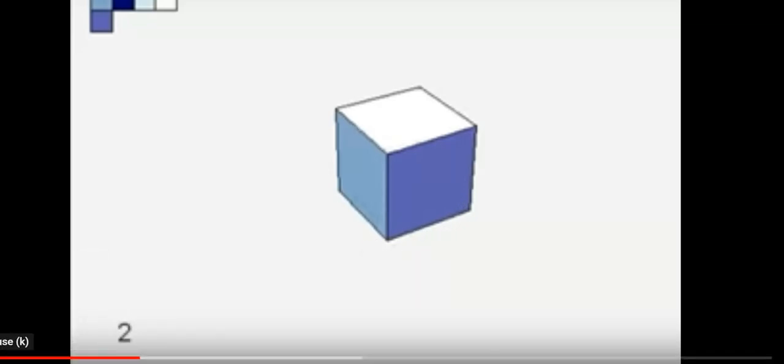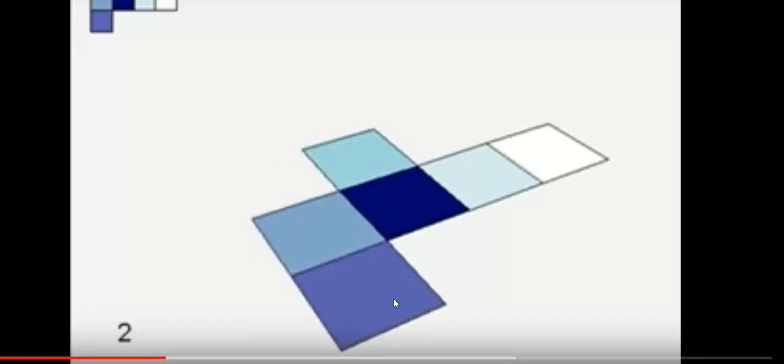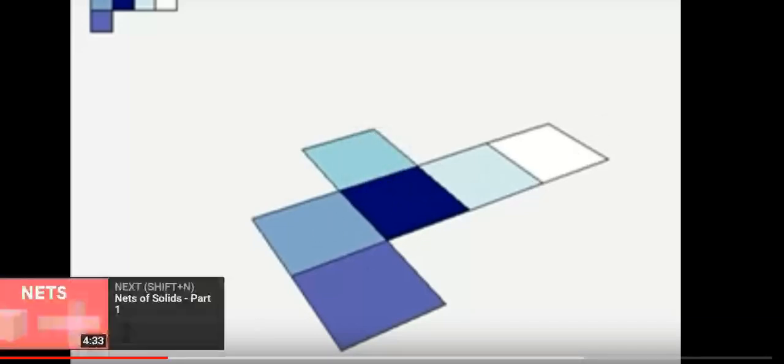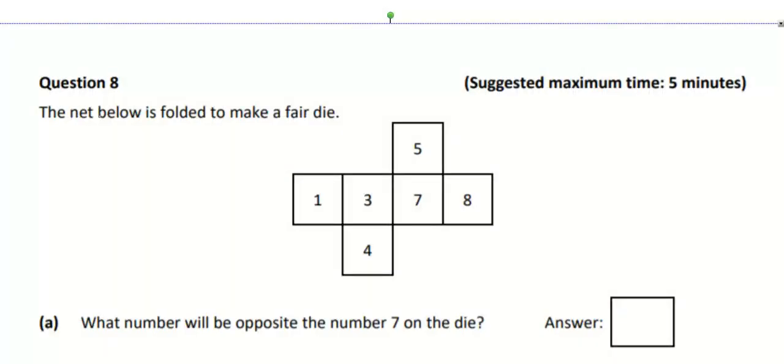Okay, and if you look at other examples like this one here, which is similar to the question we're being asked, this blue one here is going to be opposite this turquoise one here, because it's going to fold up this way. So I'll show you now. And this dark navy one will be opposite the white one. And then this one here will be opposite this one here. So just look at it there. You can see how that works. Now we try and take that to what we know. And this one here, well, 1 will be opposite to 7. So the answer is 1.